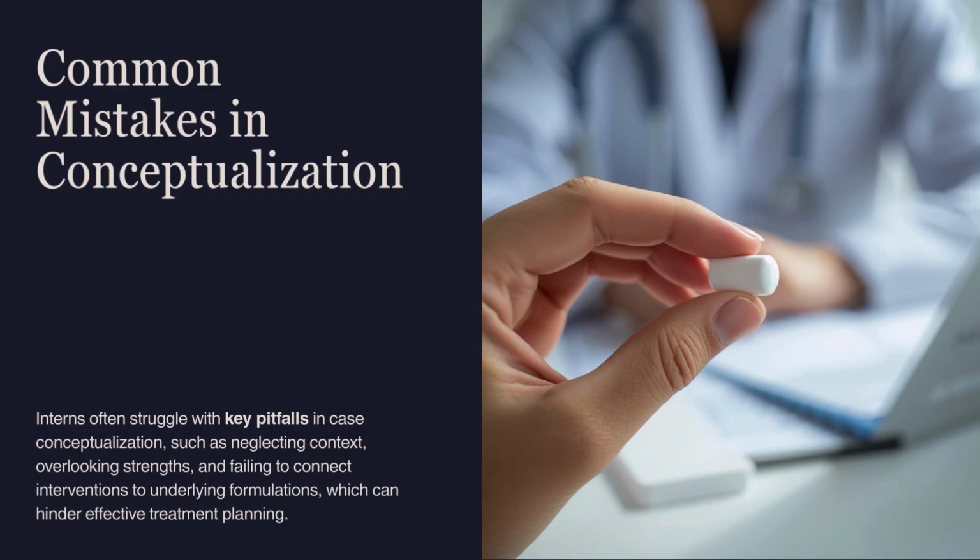Common mistakes. Let's normalize the learning curve. Common intern mistakes include listing symptoms with no interpretation, ignoring context, and missing strengths. Another big one is choosing interventions that don't connect back to your formulation. Always ask, does this intervention match my hypothesis about what's maintaining the problem?